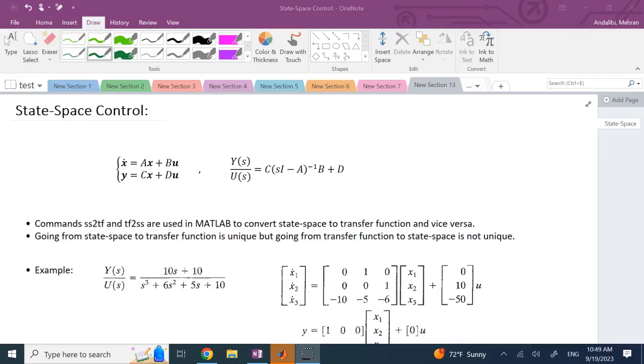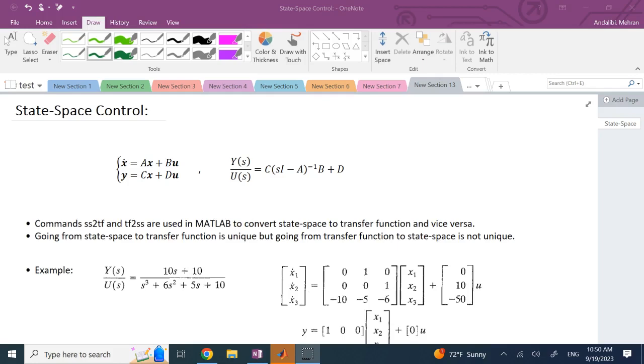Hello everyone. In this video we are going to talk about some basics of state space control and also controllability and observability. So you know that you can show a dynamic system, as long as it's linear and time invariant, with a transfer function, and here we need one output and one input. The ratio of the output Laplace to the input Laplace, assuming zero initial condition, is called a transfer function.